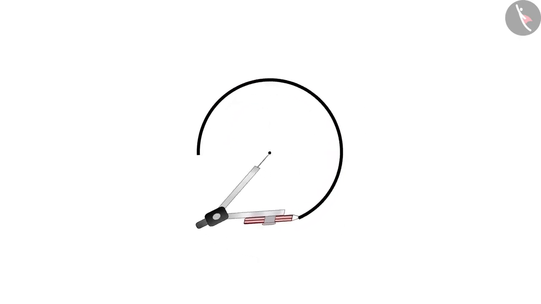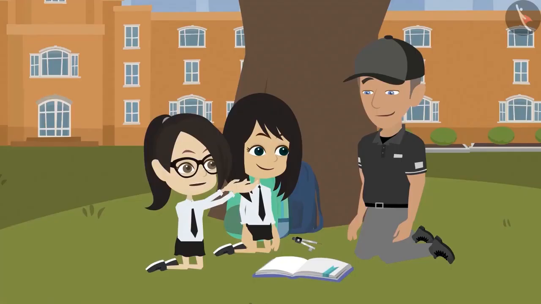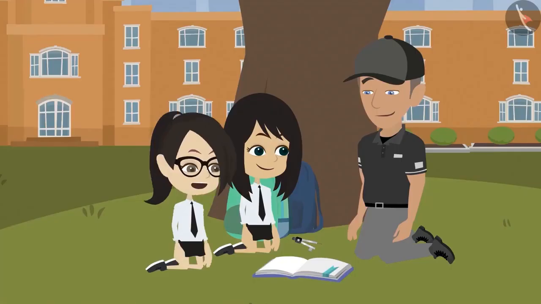The pencil starts creating a circle on the paper. Once the circle is complete, remove the compass from the paper. Wow! This is an amazing tool. We can easily make a circle with this.